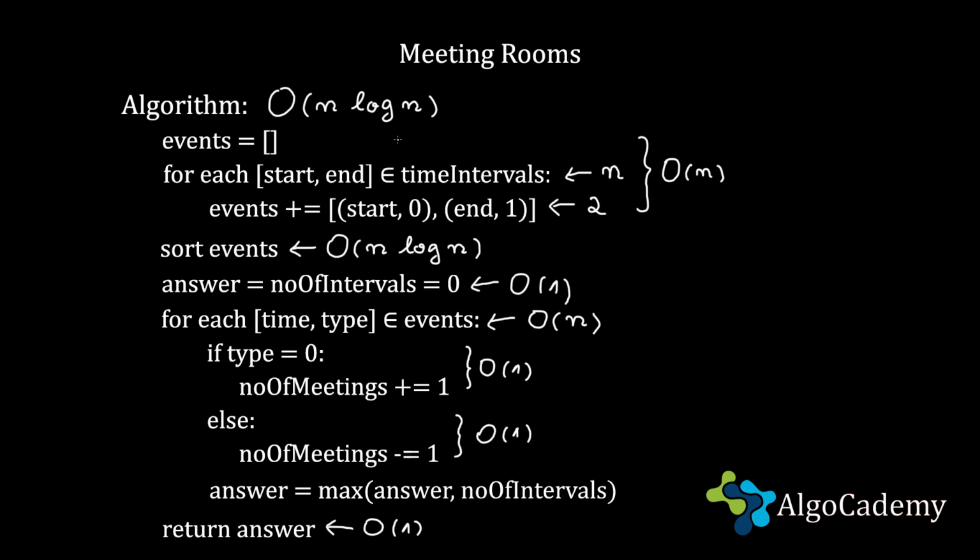But also, if we think about the memory complexity, what's it going to be? Well, we are using an extra array, which is events, which keeps track of n pairs, so 2 times n integers. So of course, that's going to be big O of n, right?